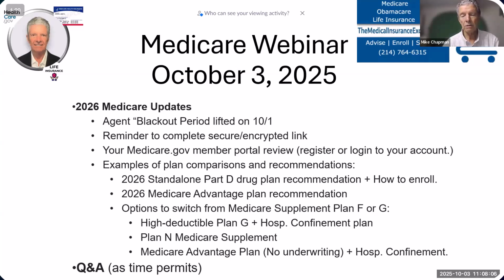But there are some options for you if you are healthy, and that is a high deductible Plan G, which I'll mention, plus a hospital confinement plan. Plan and Medicare supplement is competitive depending upon where you live. A Medicare Advantage plan coupled with a hospital confinement. I want anybody that is considering that to know what the options and risks are there.